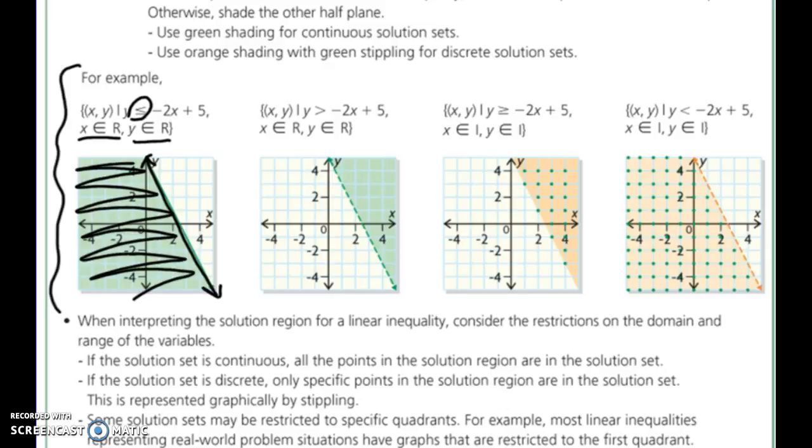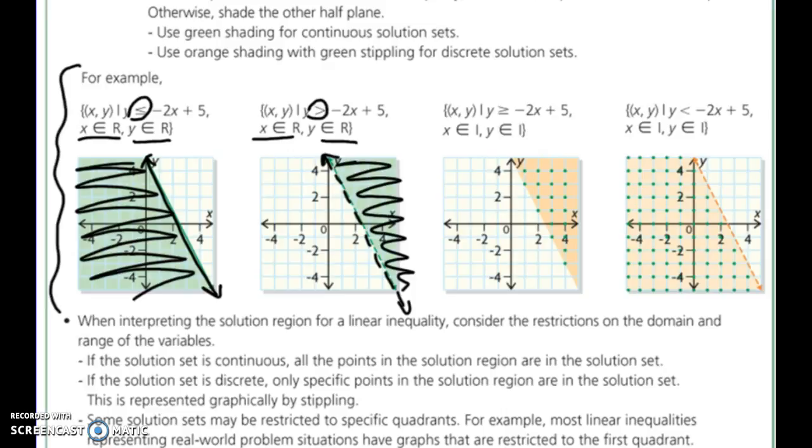Okay? In this case, we have just a greater than sign, so we use a dotted line because our information is not equal to this line, it's greater than it. Okay, so this line is not included, and we're still talking about all real numbers, so we still shade on the appropriate side.